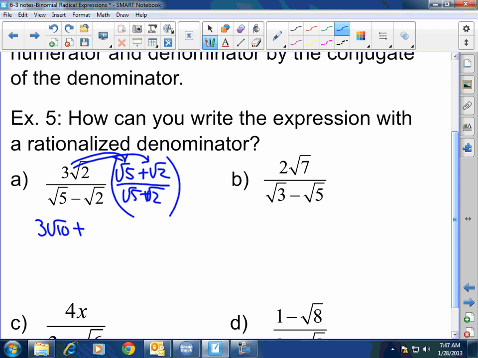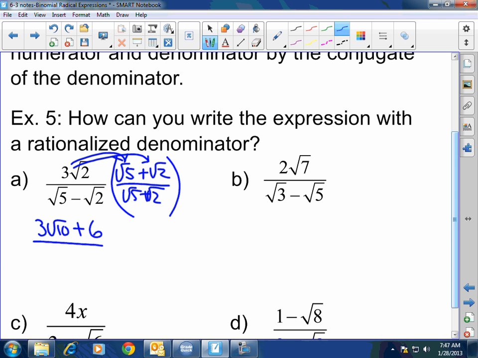Plus 3 times 1 is 3. Square root of 2 times square root of 2 is 2. So plus 6. Boom. Done there. Now, down here, we could do the long way and go square root of 5 times square root of 5, then plus square root of 5 times square root of 2, then minus square root of 2 times square root of 5, then minus square root of 2 times square root of 2.